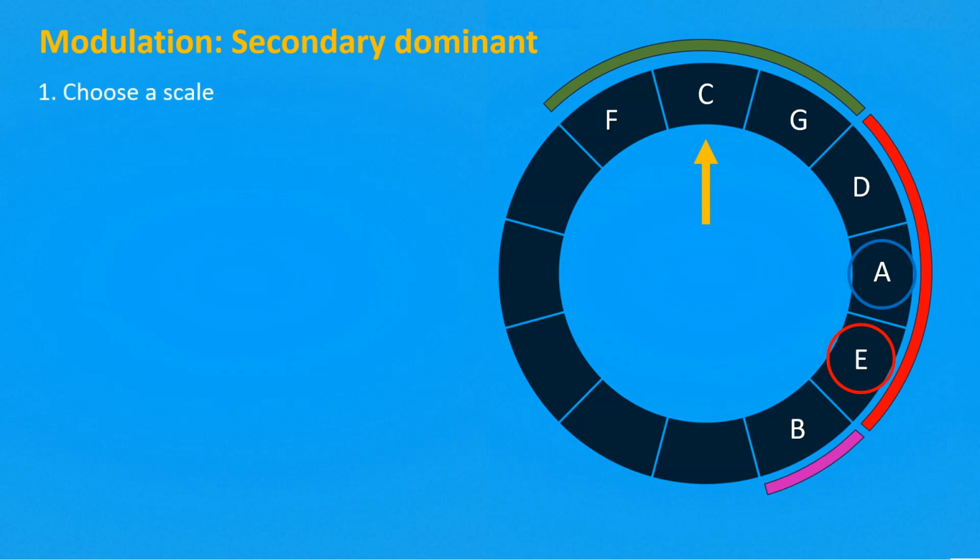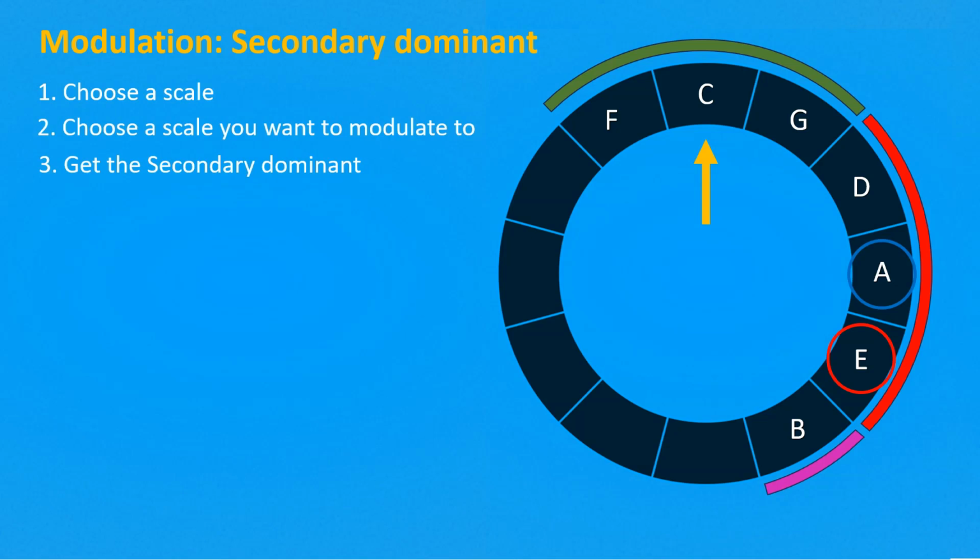Trick number 12. Modulation. Secondary dominant. Choose a scale, for instance C major. Choose the scale you want to modulate to, for instance A minor. Get the secondary dominant that has a function of a pivot chord of A, that is E7.